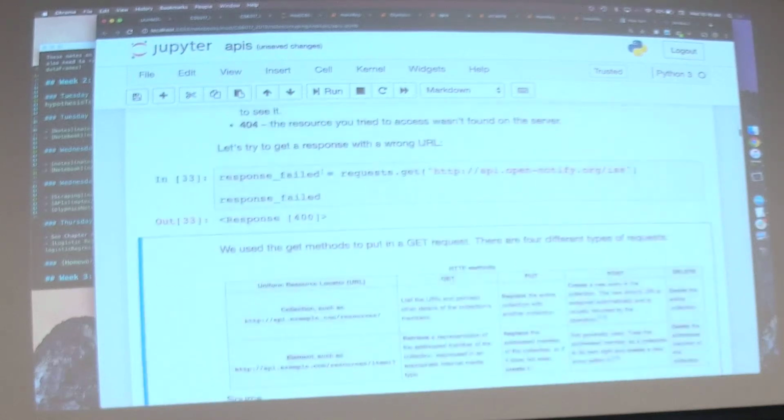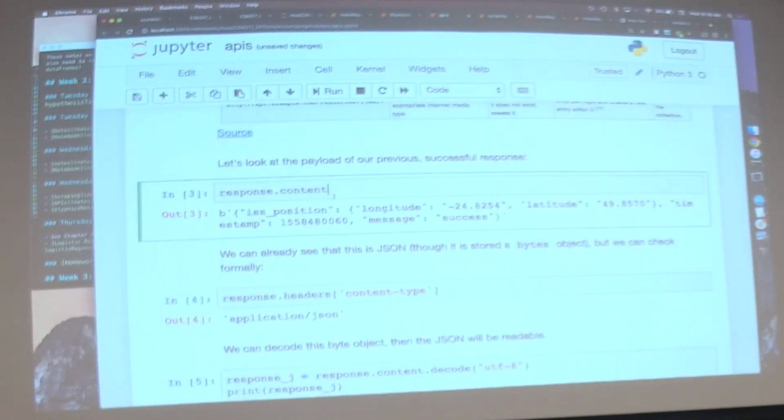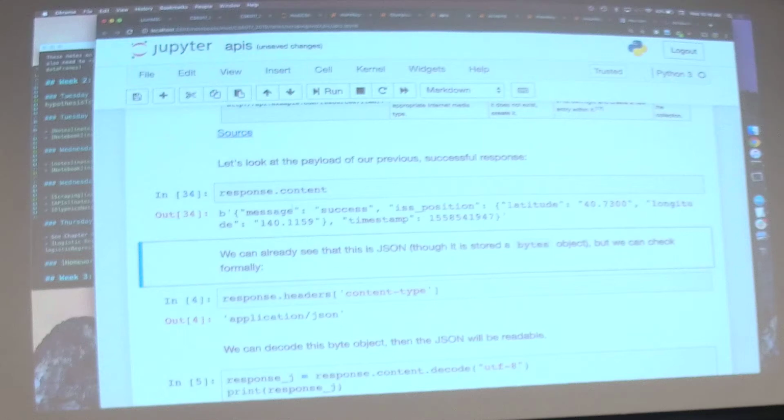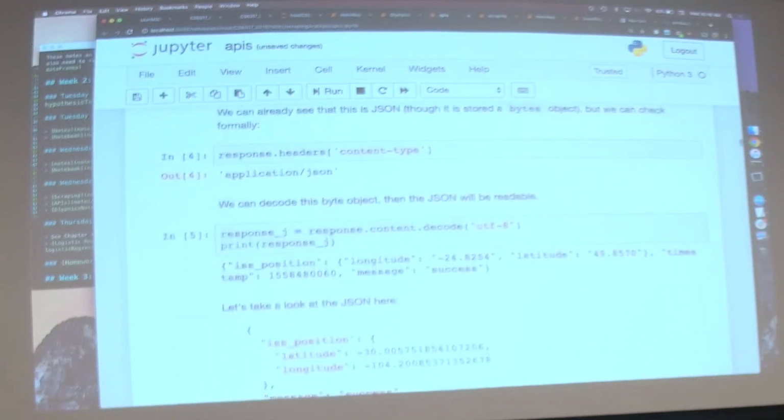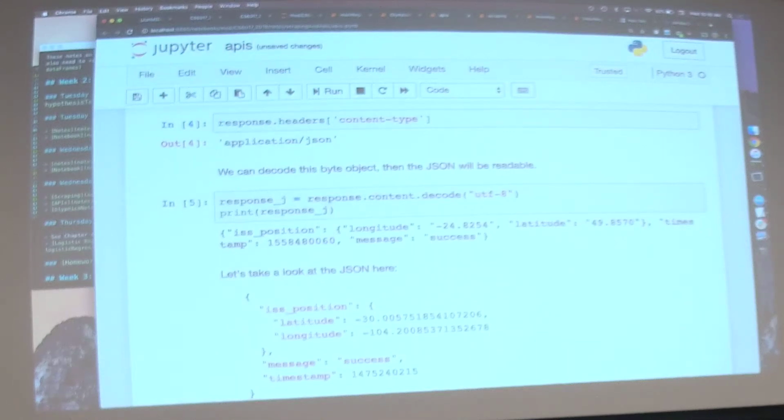So the response code tells us if it was successful. If we look at the content, we get this nice JSON string saying, this is the position of the space station right now. This is the current time. Pretty handy. The content type tells us what's there. We get it back as bytes. So if we want to do string stuff, we have to convert it to a string with this decode UTF-8 method.